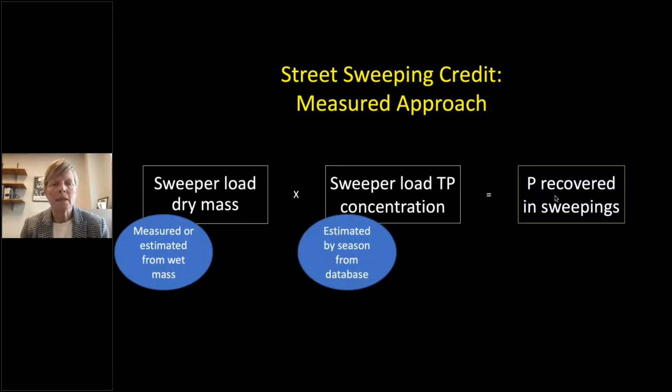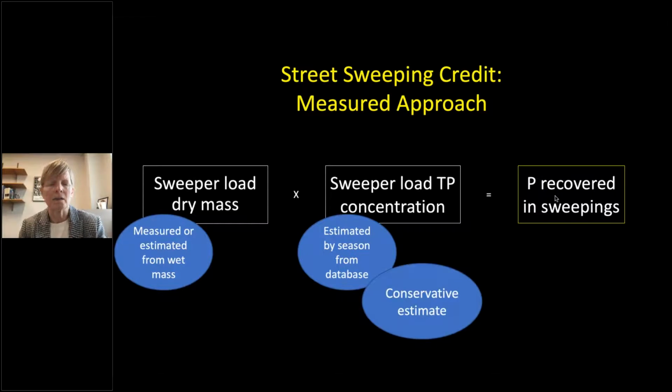Similarly, permittees are able to estimate the sweeper load phosphorus concentration based on our data. So they can specify whether they're sweeping in the fall, in which case there's a higher phosphorus concentration assumed, or in the rest of the year where we have a lower phosphorus concentration in swept materials. And this is a conservative estimate in that instead of using the average or median phosphorus concentration from across all of our sweepings, we use a 25th percentile phosphorus concentration.